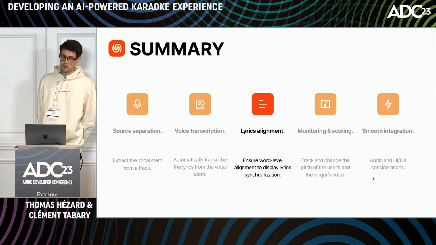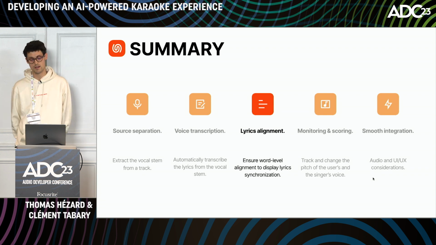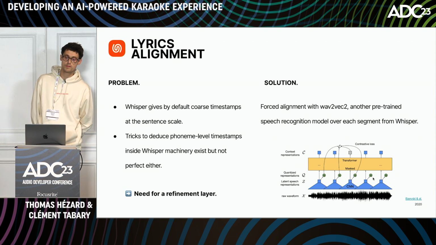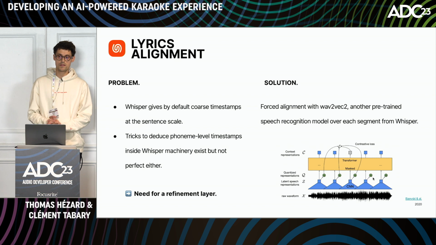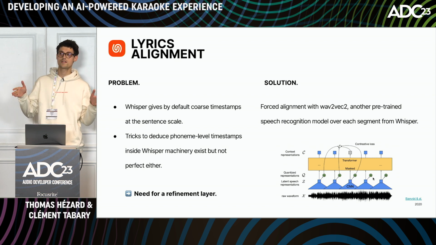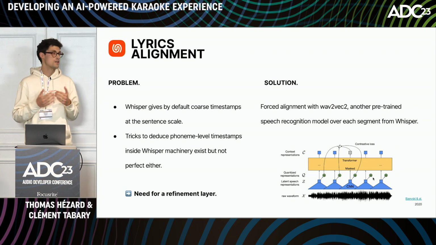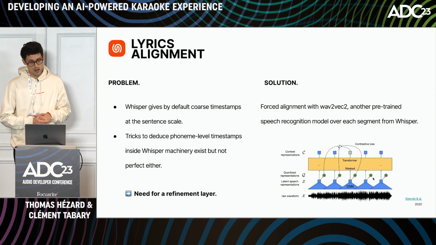Okay, so we removed the vocals, we got the script. Now we just need to synchronize the scrolling of the text with the music. I said in the previous slide that Whisper outputs tokens of timestamps. That still holds true, but those timestamps are at the sentence scale. And for karaoke, you need the synchronization at least to the word level scale, or even the syllable level. So how to deal with the lack of accuracy?